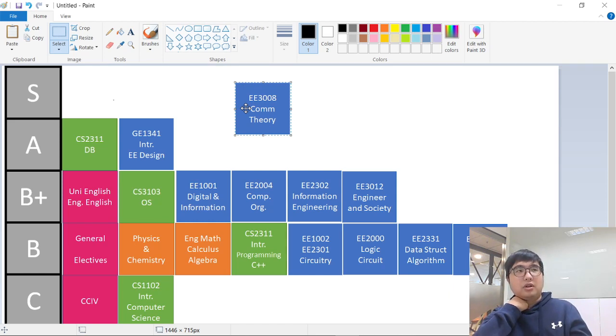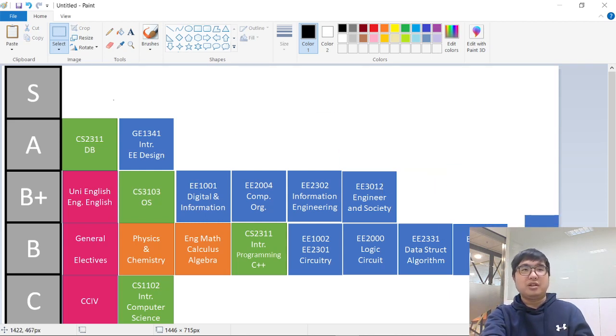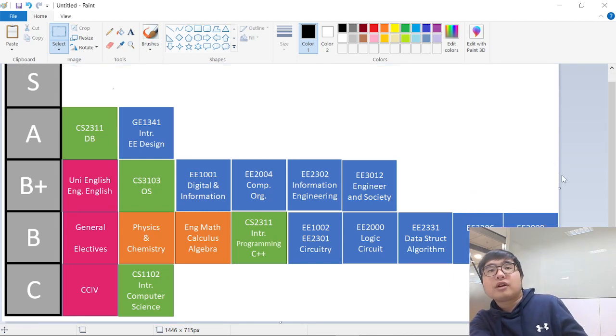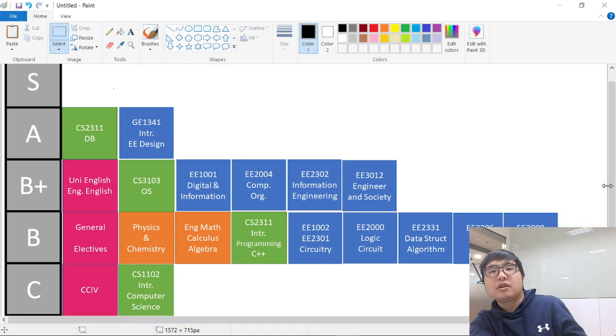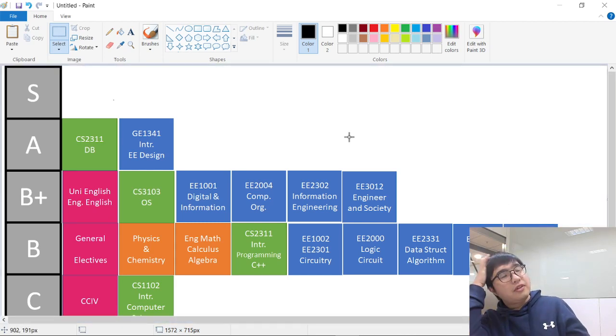The instructor was kind enough to give me a recommendation letter for my graduate application. So thank you for that. However, I do think that it's a pretty average course, so that's why I'm giving it a B. Wait, I think I have to sort of expand that for a bit.